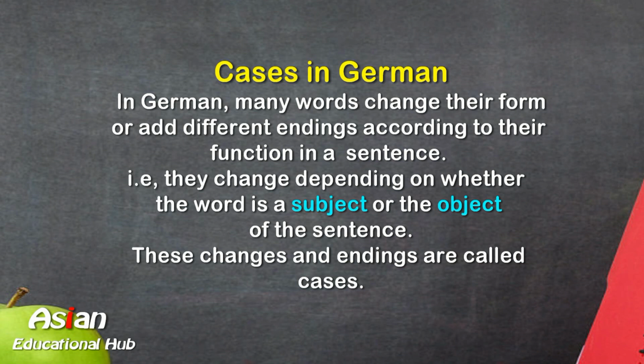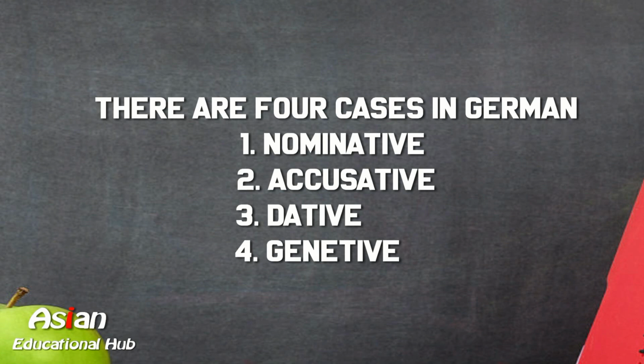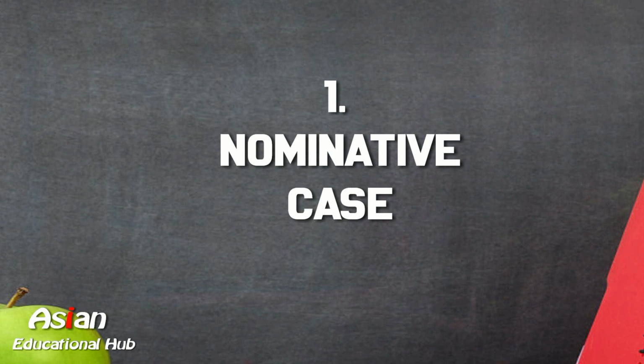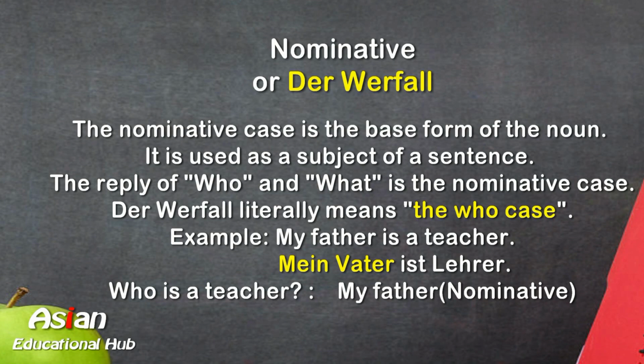If the nouns are subjects, we will use different articles, and if the nouns are objects, we will use different articles. So there are four cases in German: nominative, accusative, dative and genitive. Let us learn first of all the nominative case. What is nominative? In German it is Nominativ or der Wer-Fall.